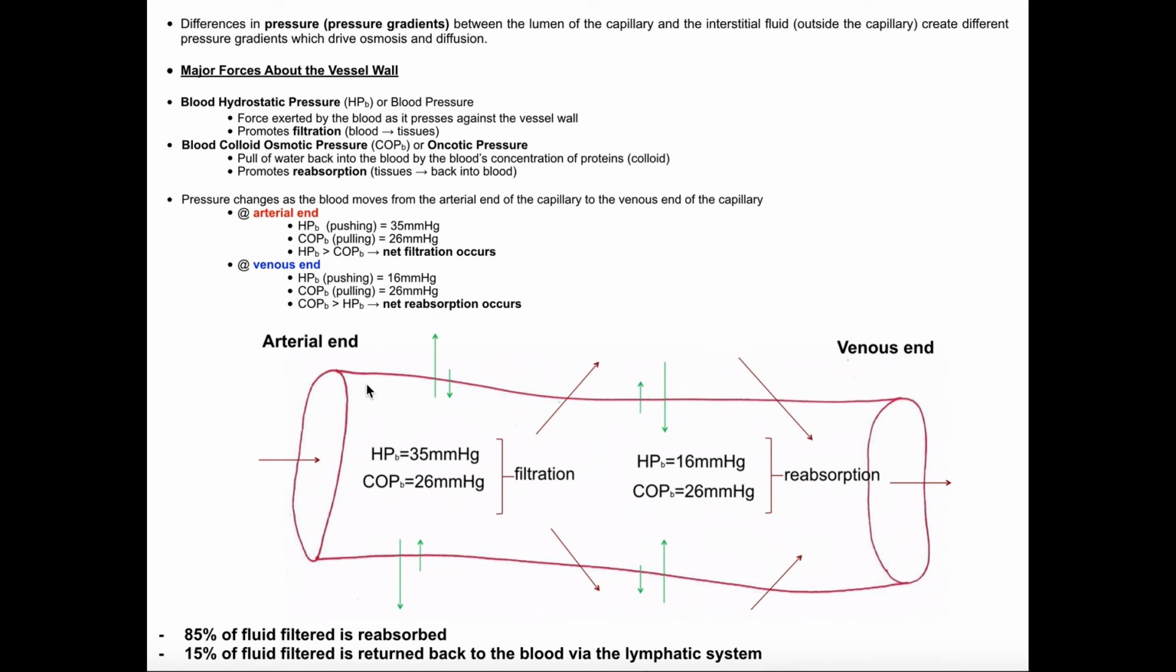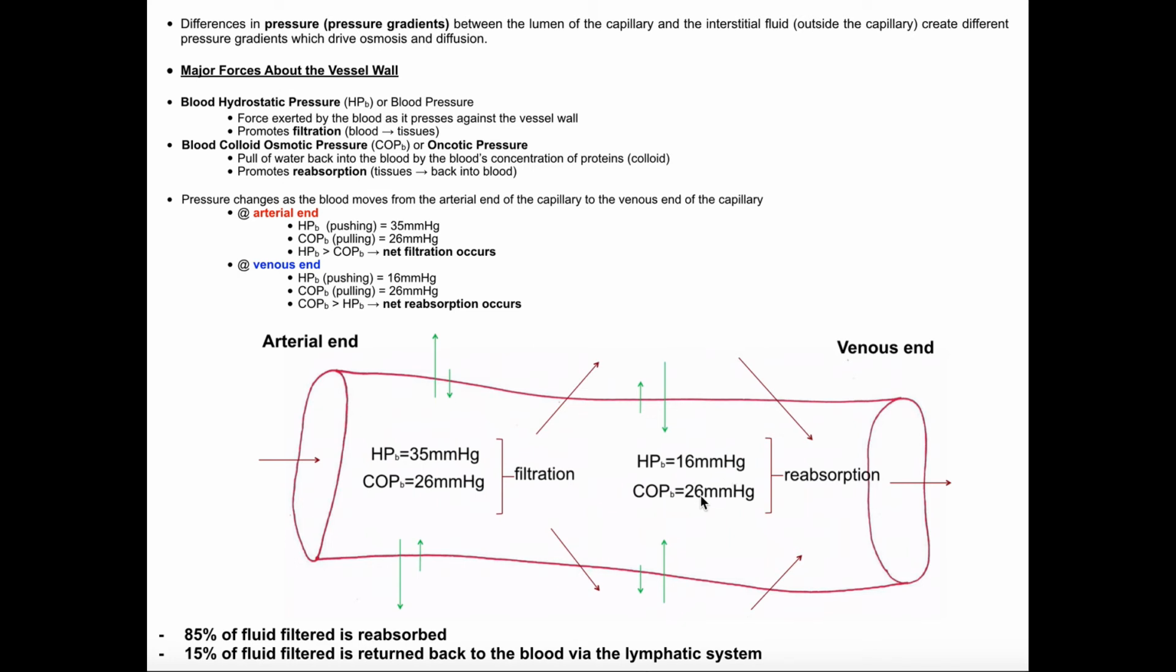So as we go from the arterial end of the capillary to the venous end, we mentioned that the colloid osmotic pressure remains unchanged. However, the hydrostatic pressure drops from about 35 millimeters of mercury down to about 16 millimeters of mercury. And so now let's look at the venous end and see if the direction of bulk flow actually changes. And in fact, it will.